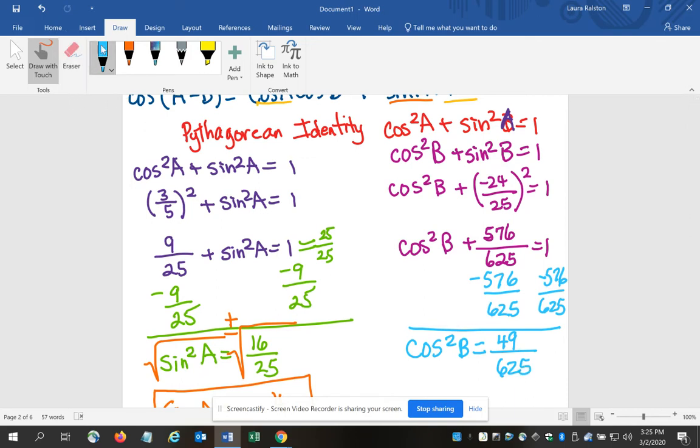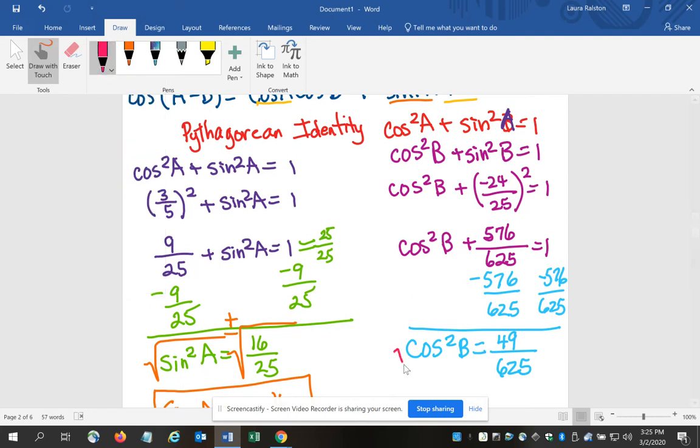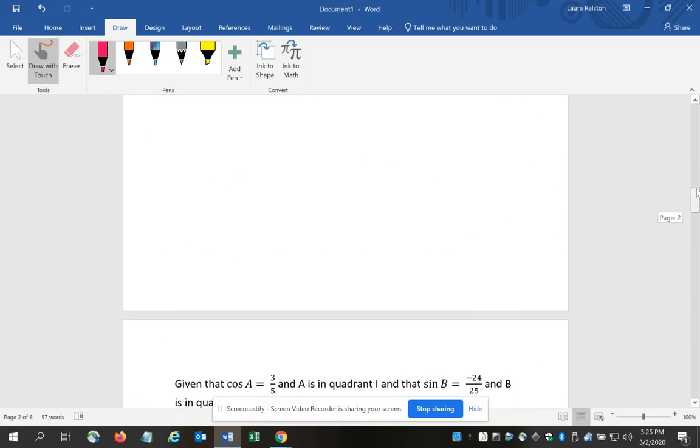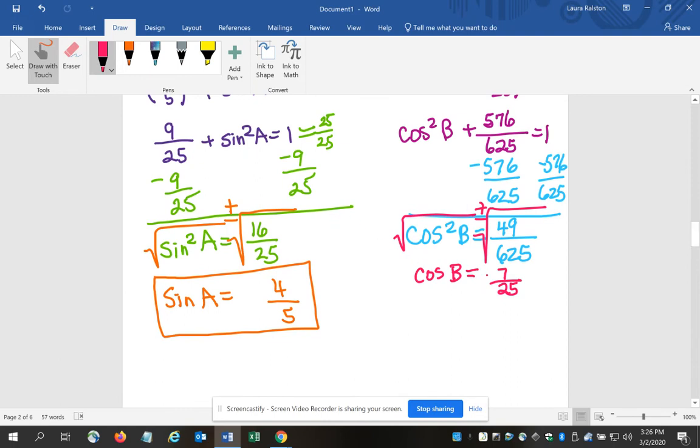Again, I'm looking for plain old cosine, not cosine squared. So we're going to square root both sides, remembering it could be positive or negative. So cosine of B would equal 7/25. And we're told initially that B is in quadrant 3. In quadrant 3, both your cosine and your sine are negative. Okay, so my answer is the cosine of B equals negative 7/25.